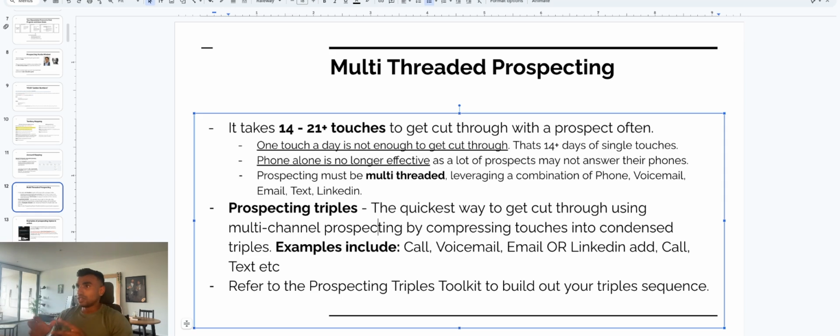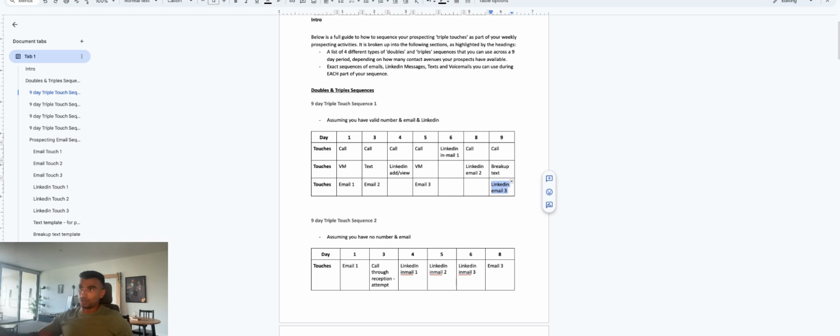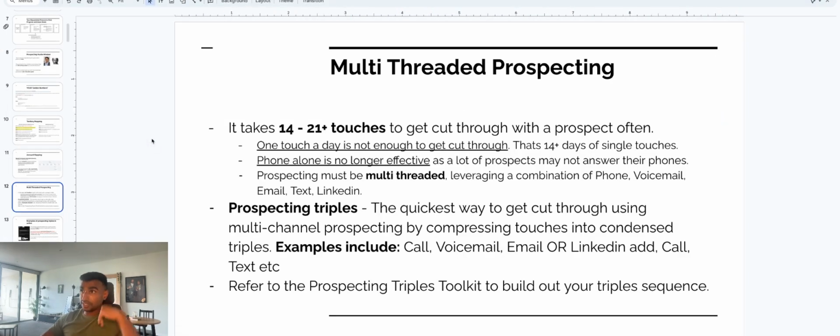Okay, so multi-threaded prospecting, okay? That is the high-level framework for prospecting. And if you want all the details, go through this guide, modify it for yourself. That is your prospecting toolkit. That is your prospecting roadmap. Pretty idiot-proof, right? Again, this is about habit change.